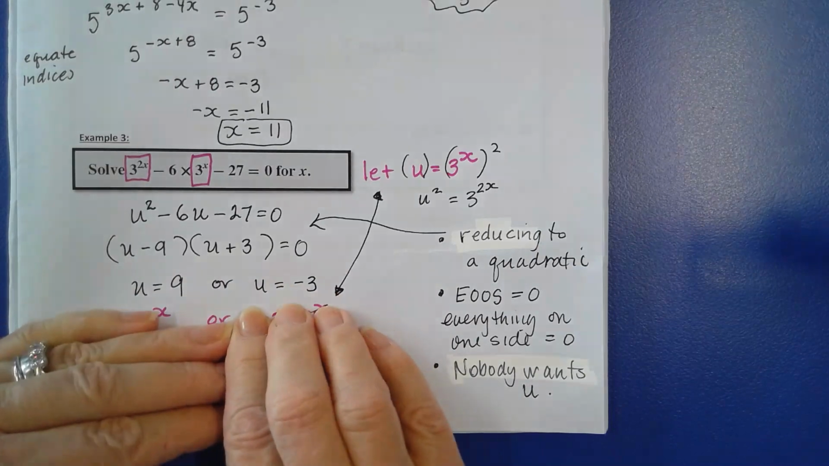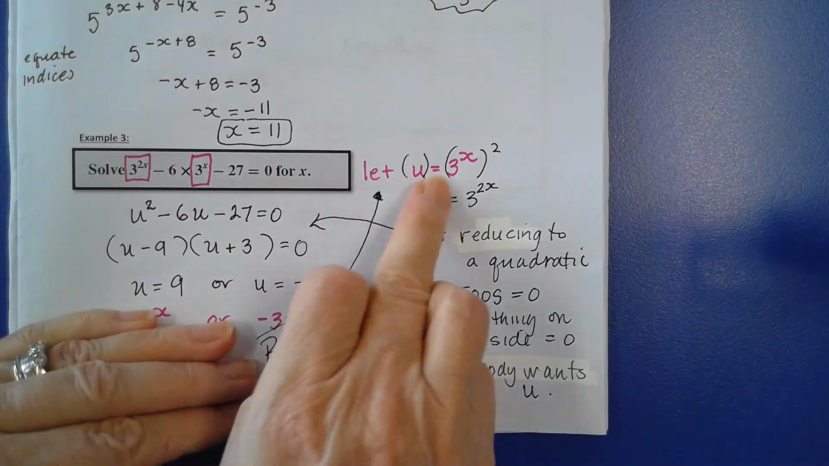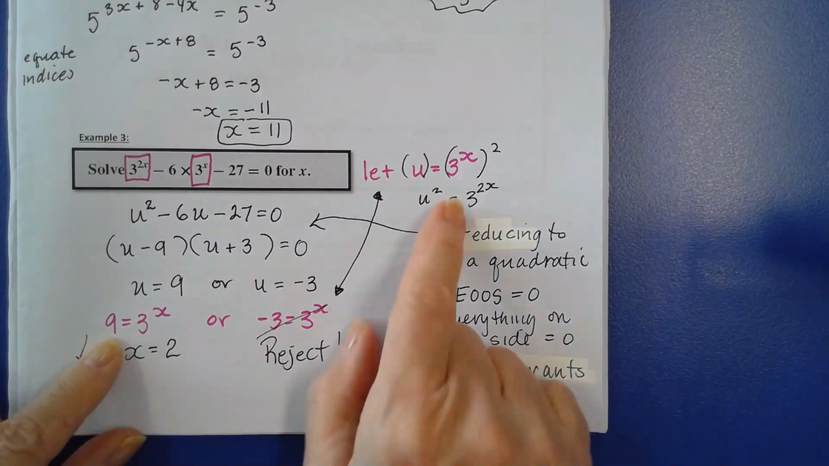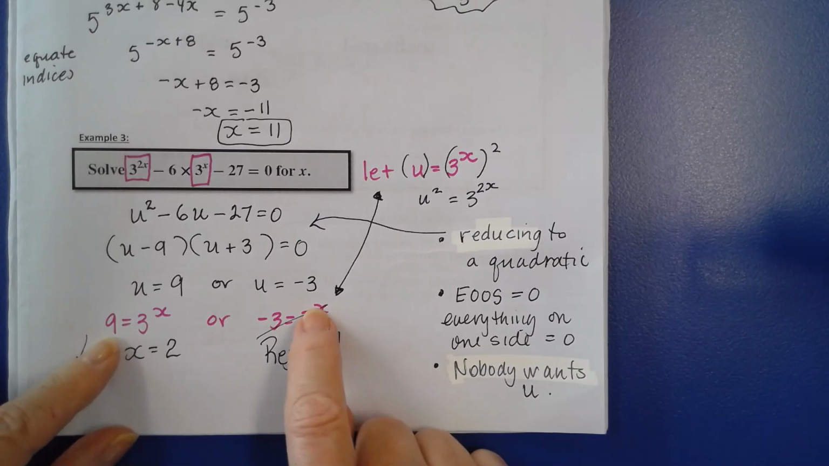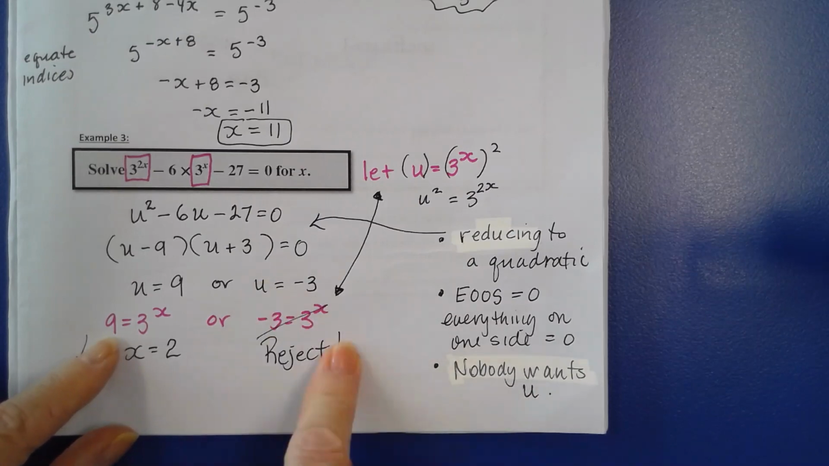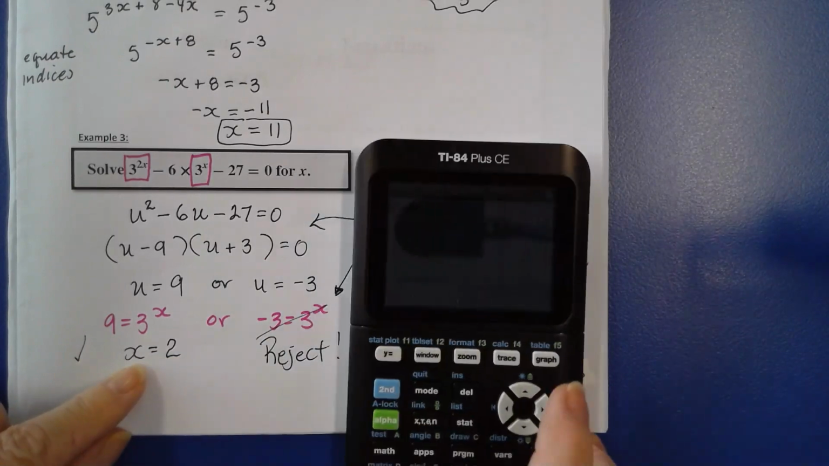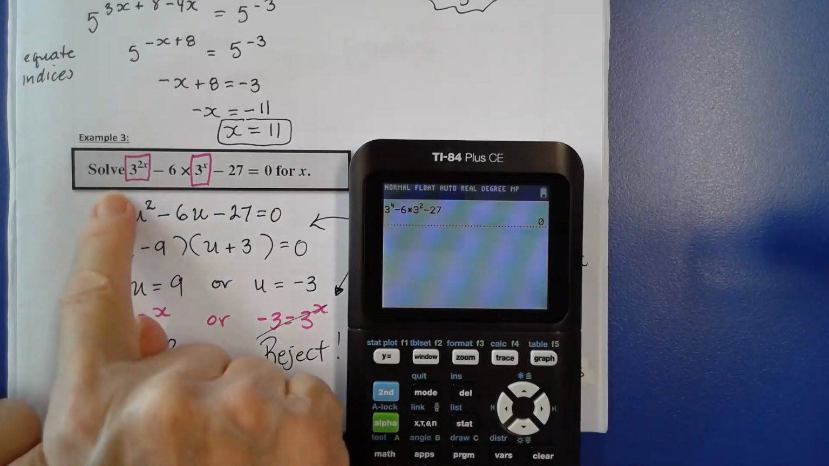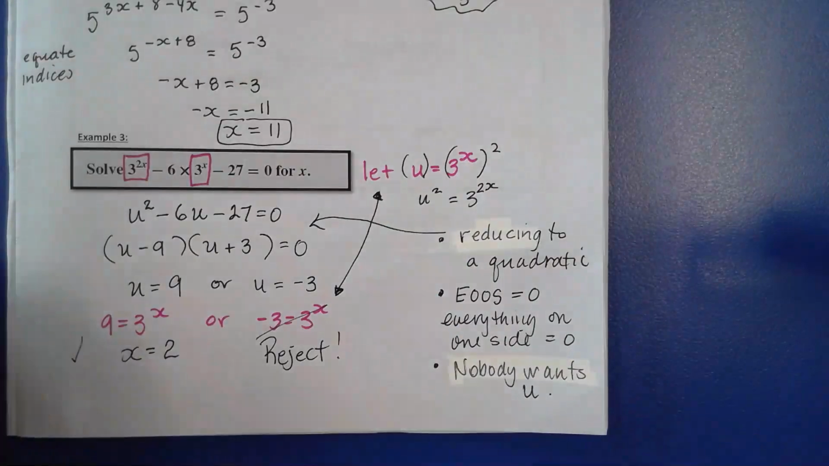And I got my two answers, but then I said nobody wants u. And so I went to the pink, and I put 9 in for u, and I put negative 3 in for u, and I realized that I couldn't take 3 and raise it to a power to get negative 3. Somebody said maybe it could be x to the negative 1, but 3 to the negative 1 is 1/3, not negative 3. So nothing works there, so I rejected it, and I got this answer. And then I actually plugged it into my calculator, the 2, for this, just to make sure it worked, and it did. Okay, the questions are on the next page.